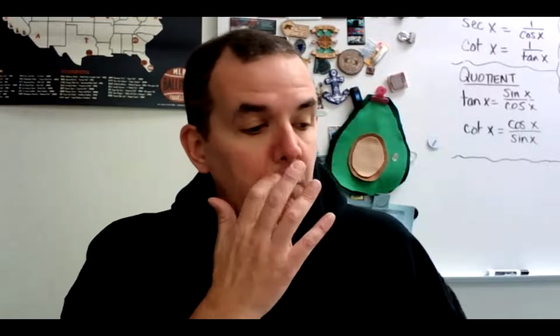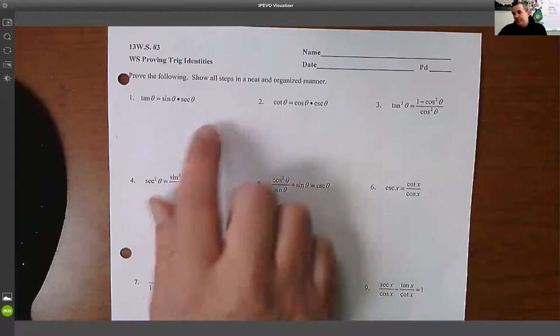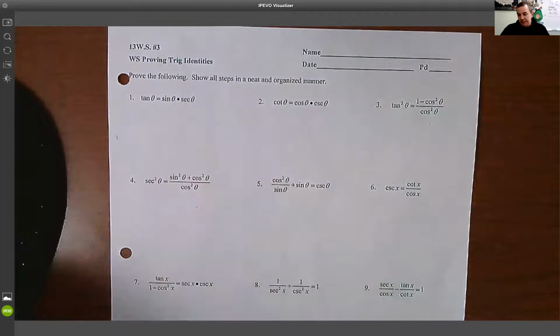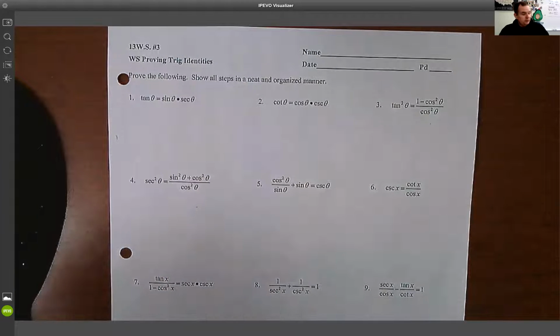So that blue sheet that we have, we're just going to keep going with it. What I need you to do is have this ready because we're going to use it again. What we're going to do now is prove things. What I mean by prove is we are going to have an equal sign there. We're going to have these identities where we state things, tangent of theta equals sine theta times secant theta. And basically what I need you to do is use those rules to prove that those two sides are in fact the same.